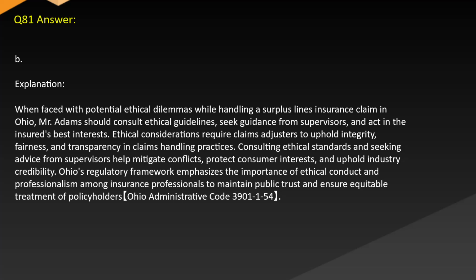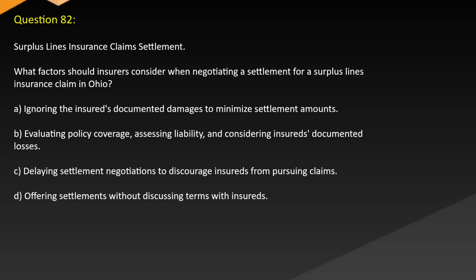equitable treatment of policyholders. Ohio Administrative Code 3901-154. Question 82. Surplus lines insurance claims settlement. What factors should insurers consider when negotiating a settlement for a surplus lines insurance claim in Ohio? A. Ignoring the insured's documented damages to minimize settlement amounts. B. Evaluating policy coverage, assessing liability, and considering insured's documented losses. C. Delaying settlement negotiations to discourage insureds from pursuing claims. D. Offering settlements without discussing terms with insureds.